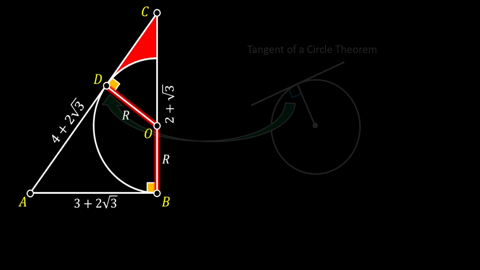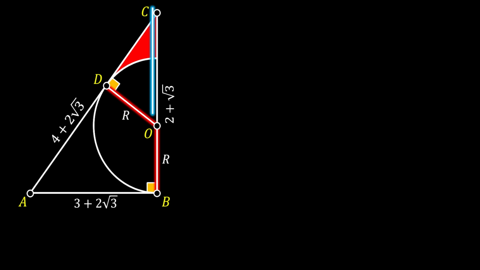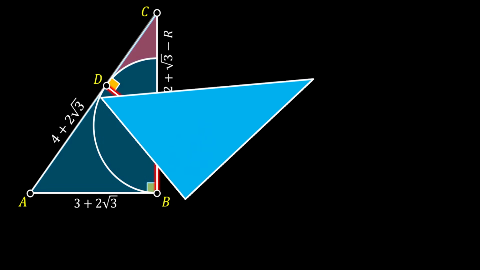Now, let's pay attention to the line OC. You can see that this line is nothing but the difference between the line BC and the radius of our circle, so we can write it down as 2 plus root 3 minus r. Now let's find some similar triangles. First, let's take a look at the triangle ABC, and let's isolate this triangle.